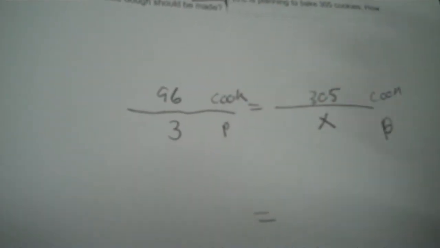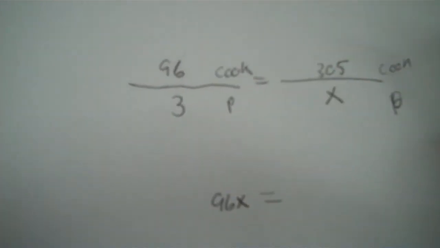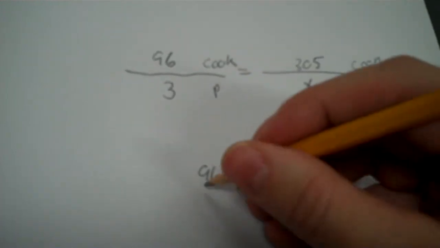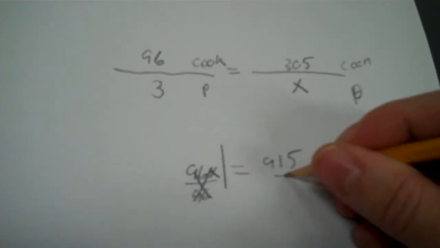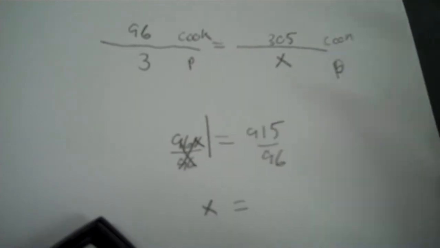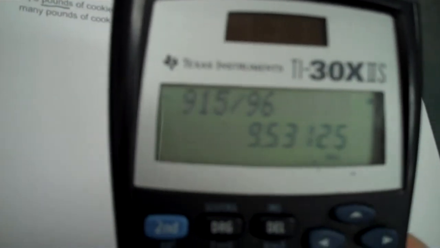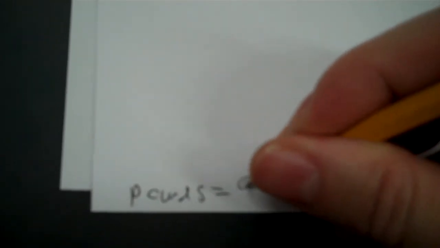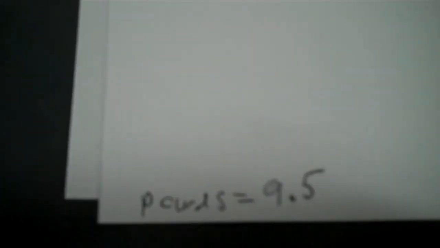So 96 times x is written as 96x, and then 3 times 305 is 915. Okay, then we can just go ahead and divide by 96. So 915 divided by 96 gives me, just put 9.5. So you can have a decimal for pounds if you're measuring the weight. Measurements can always have decimals.